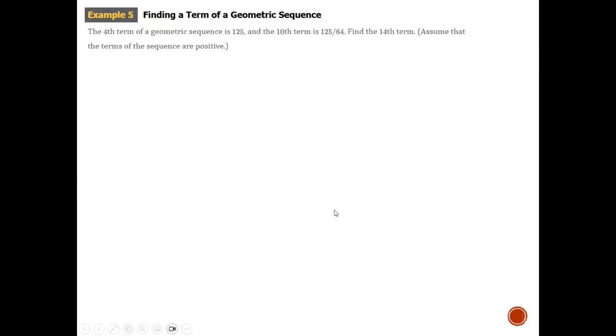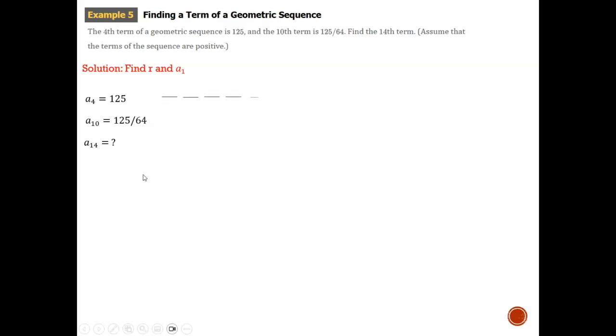Okay, finding the terms of a geometric sequence. This is similar to what we did for the arithmetic sequence. We know the 4th term is 125. The 10th term is 125 over 64. What is the 14th term? I'm going to look for r and a1. What do I know? I know a sub 4 and a sub 10. I want a sub 14.